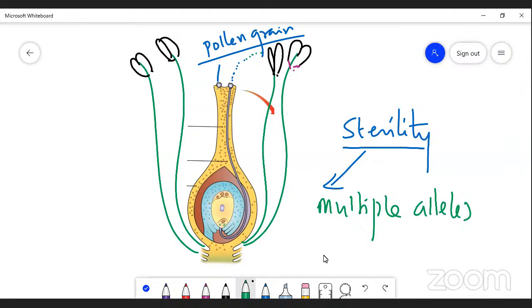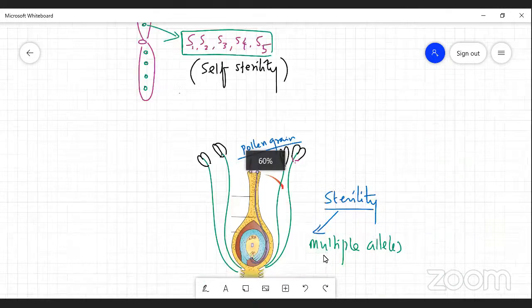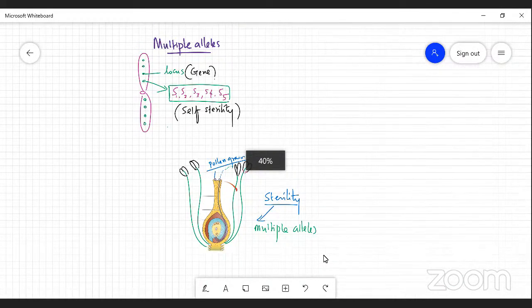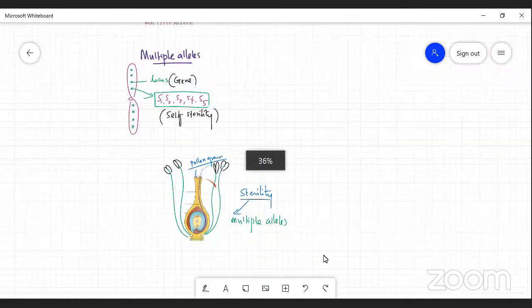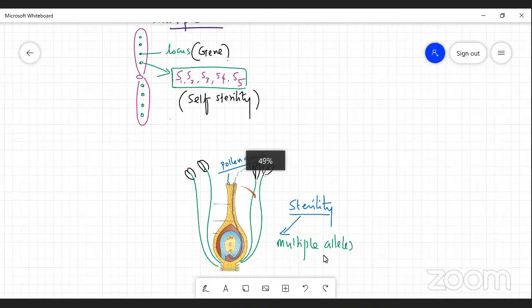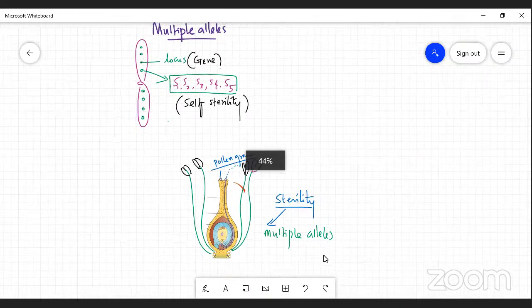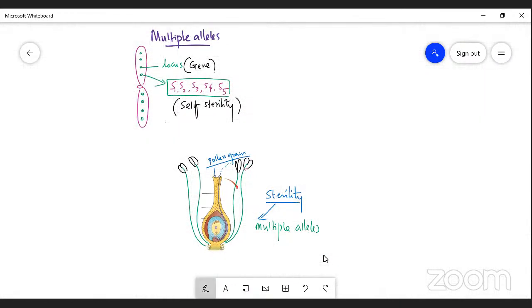What are multiple alleles? Multiple means many. Allele means an allelic form of a gene. So a series of allelic forms of genes occupy the locus of the chromosome. Why do they occupy the same locus of the chromosome? Because they cause self-sterility in plants. Such a condition is called self-sterility. Self-sterility is also known as self-incompatibility.